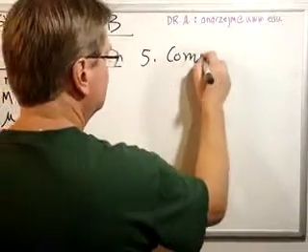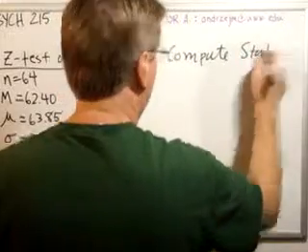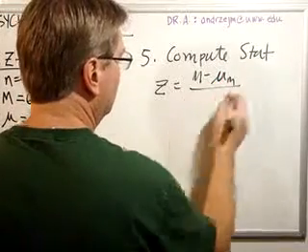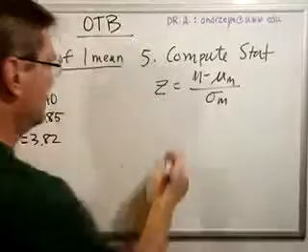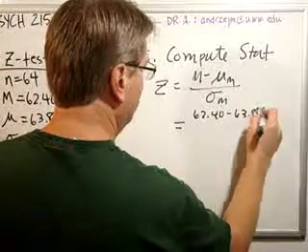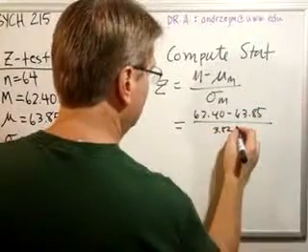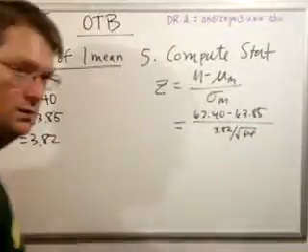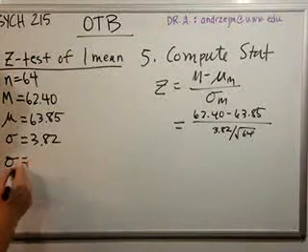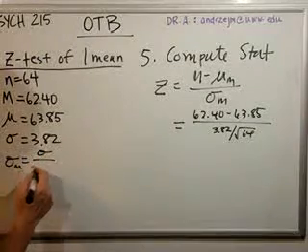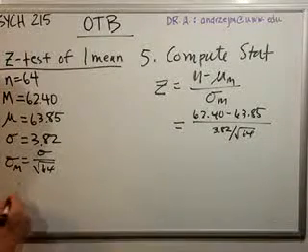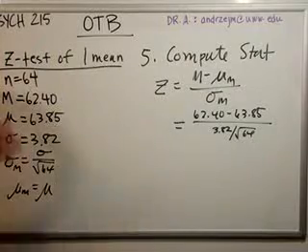Step 5, we're going to compute our statistic. Okay? Our z is equal to our mean minus the mean of the sampling distribution divided by the standard error of the mean. So that's going to be equal to 62.4 minus 63.85 divided by 3.82 divided by the square root of 64. That's the standard error of the mean. We got the standard deviation, but remember the standard error of the mean is equal to the standard deviation of the population divided by the square root of n. The mean of the sampling distribution of the sample mean is equal to mu. Those are two of our amazing facts.